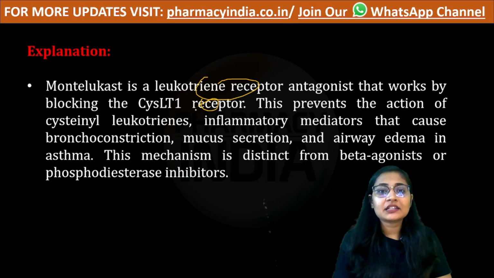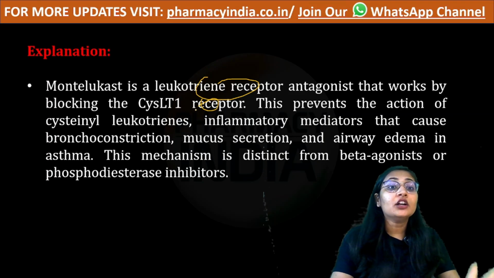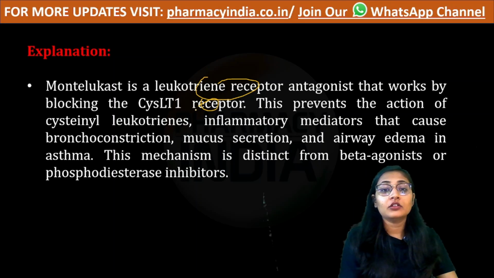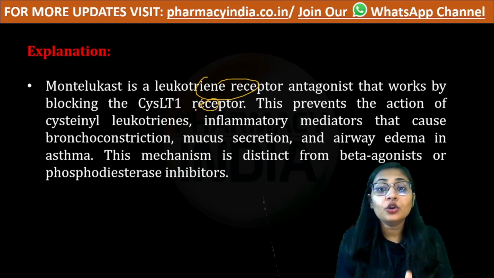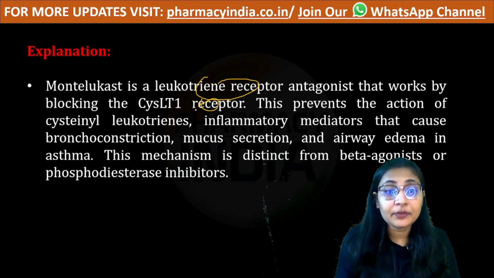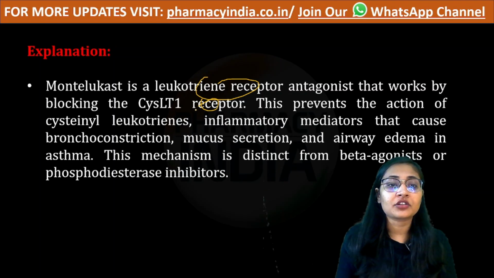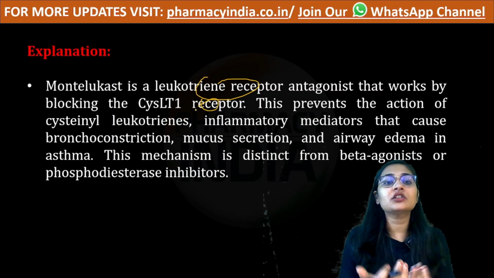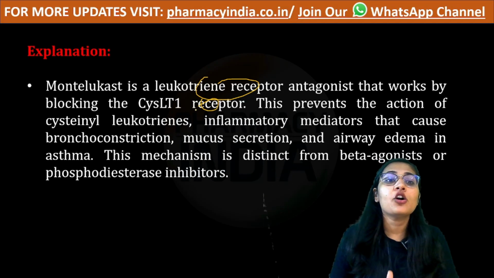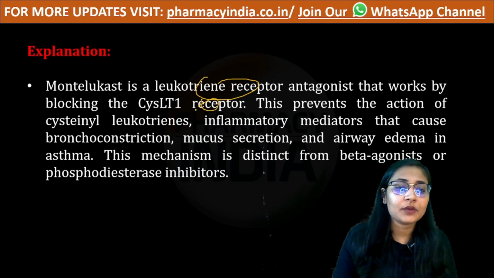When it blocks this receptor, it would prevent leukotrienes from showing their action. So what do leukotrienes do? Leukotrienes show inflammatory action. They secrete mucus. They cause bronchoconstriction. So these actions would get prevented. That would be beneficial for the treatment of a patient with asthma.